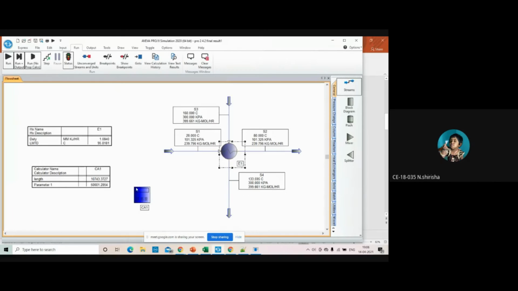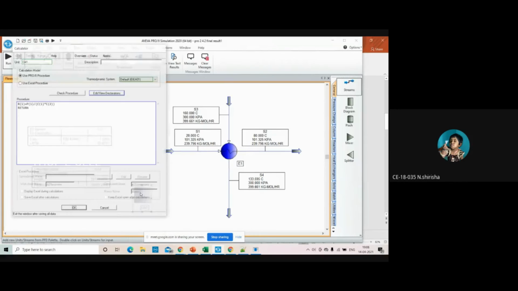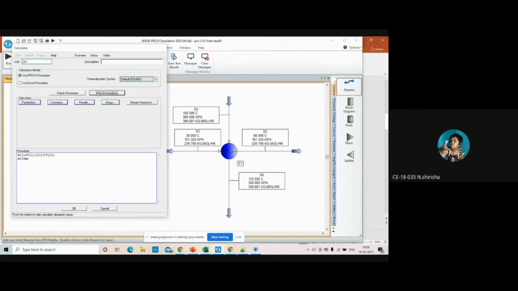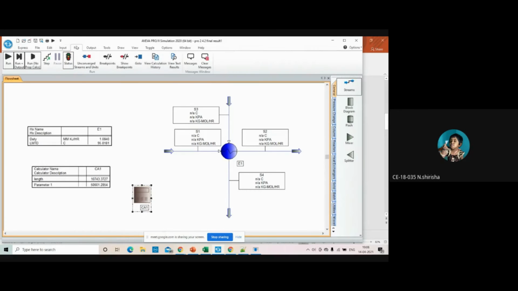So by using the calculator, this is the calculator. Now we need to give the data for this. The parameter, which is known, is the area. Then the constants, pi and d: diameter is 1.5 and pi is 3.14. The result is the length. So giving this data, we need to type here. So run. Now once again run the data as calculator. So here is the length we got, 10.743.